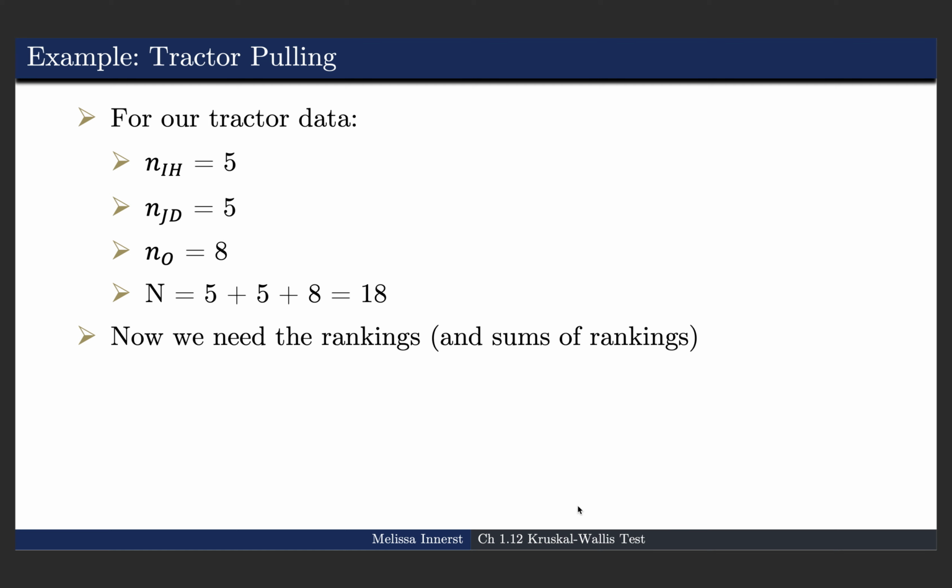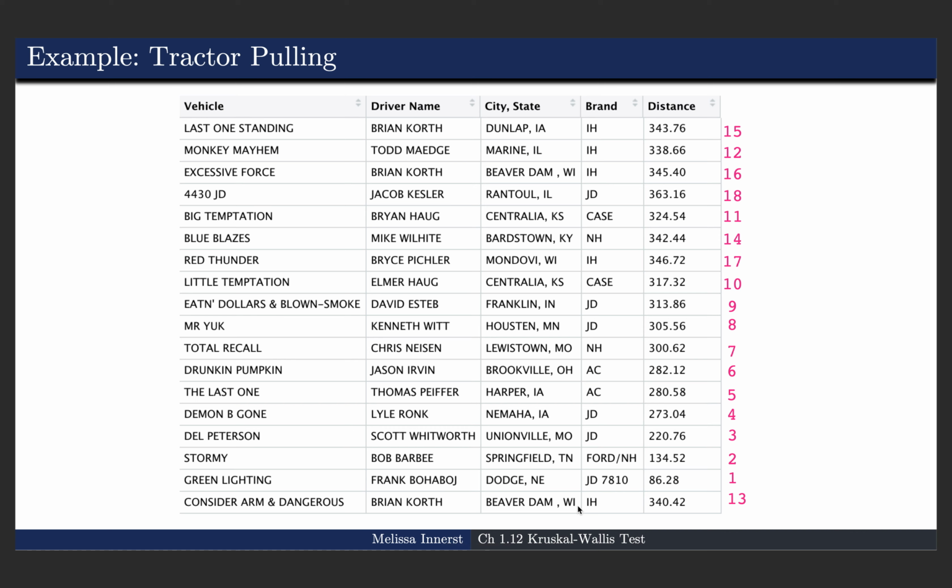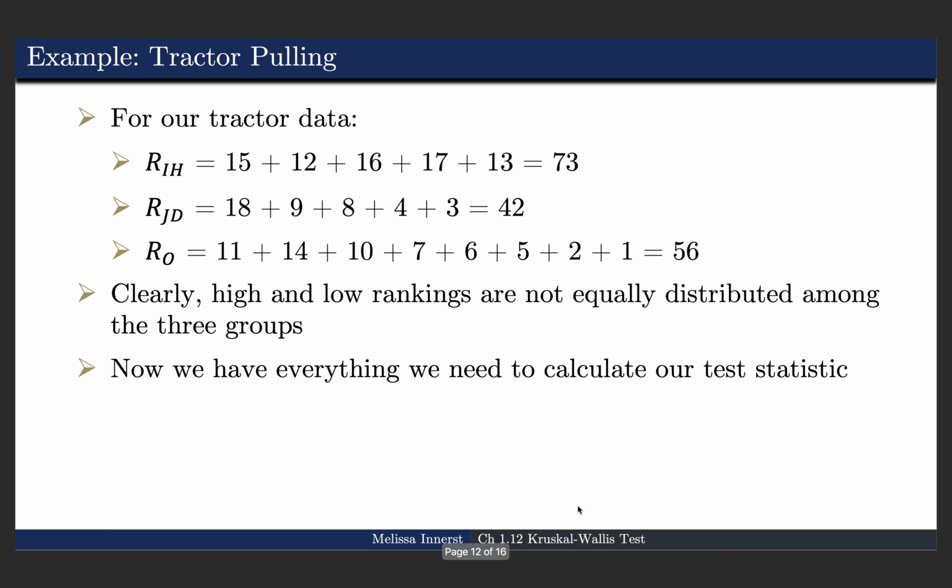Here we had 5 International Harvesters, 5 John Deeres, and then 8 others. So capital N is 18. We need to rank them, and I've done the ranking over on the right in pink. Then we need to calculate R for each group. International Harvester, 73. John Deere, 42. Others, 56. Clearly, the high and low rankings are not equally distributed among the 3 groups. International Harvester has higher rankings than the others.